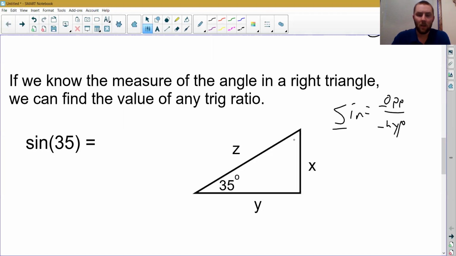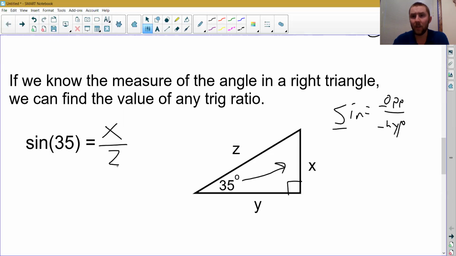Okay. So for my 35-degree angle, what is the opposite side? Well, the opposite side in this case is X. Right, and what is the hypotenuse? Well, my 90-degree angle is here, so my hypotenuse is Z. So the sine of 35 is X over Z, X divided by Z, whatever that is, okay?